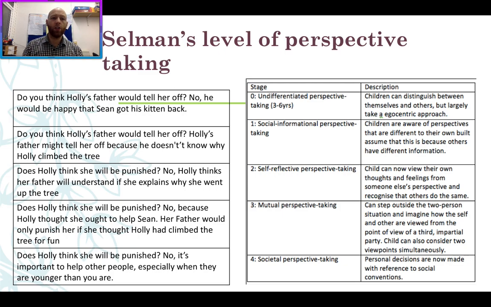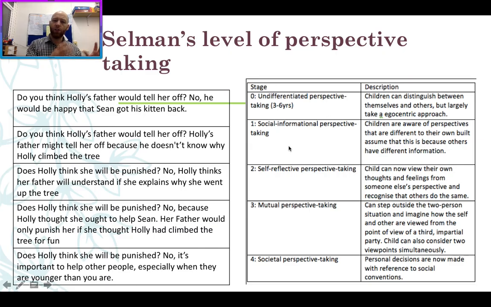So imagine the question, do you think Holly's father would tell her off? Someone who has this egocentric, undifferentiated perspective might say, no, he'd be happy that Sean got his kitten back. The child at this stage doesn't know that the father doesn't know anything about the kitten, so he doesn't know about the motivations. But they assume, because they know about the motivations, that the father should know as well, and therefore that's the logical interpretation of what they might do.